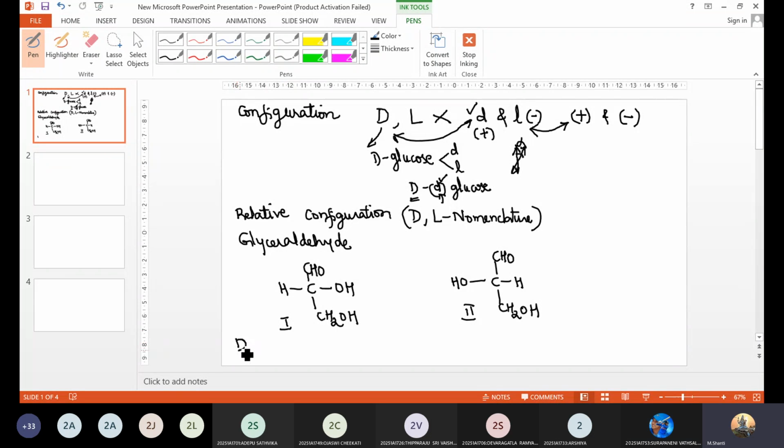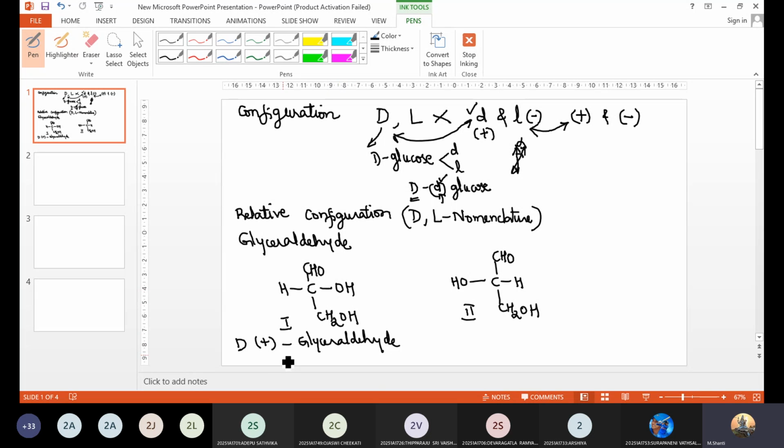Remember here, while I'm writing, I have written D and a plus sign and glyceraldehyde. This is only a dash, girls. This is not the sign. The sign always has to be shown in brackets. You can see the OH is on the right hand side and hydrogen is on the left hand side. With respect to the OH, you are going to assign the configuration for the unknown molecule. So D-glyceraldehyde is with respect to the OH position. Please do remember.